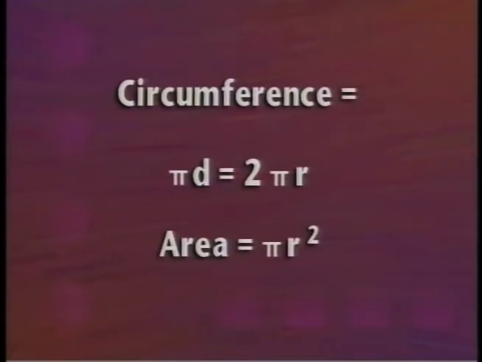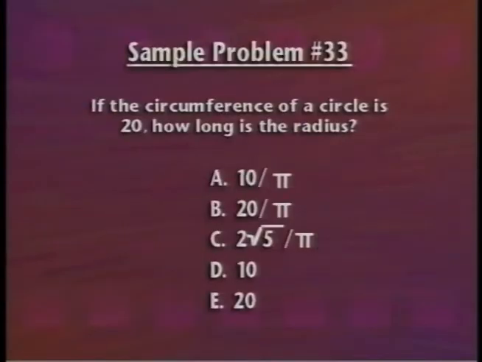The circumference of a circle is found by the formula circumference equals pi times diameter, or in terms of the radius, circumference equals 2 pi r. The area of a circle is calculated by area equals pi r squared. Let's try a problem. If the circumference of a circle is 20, how long is its radius?